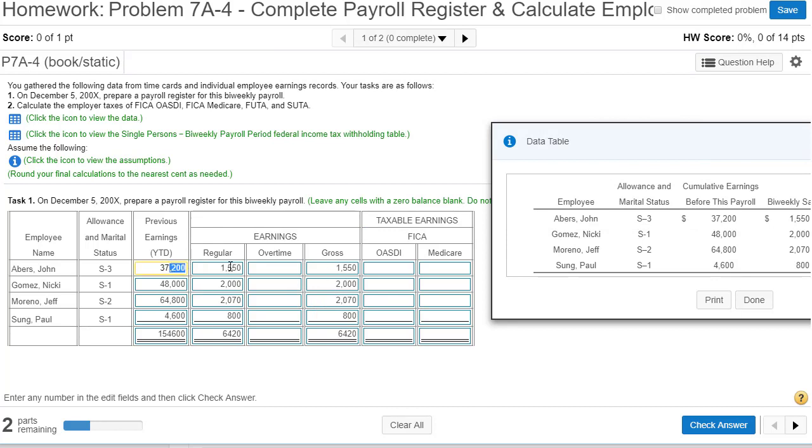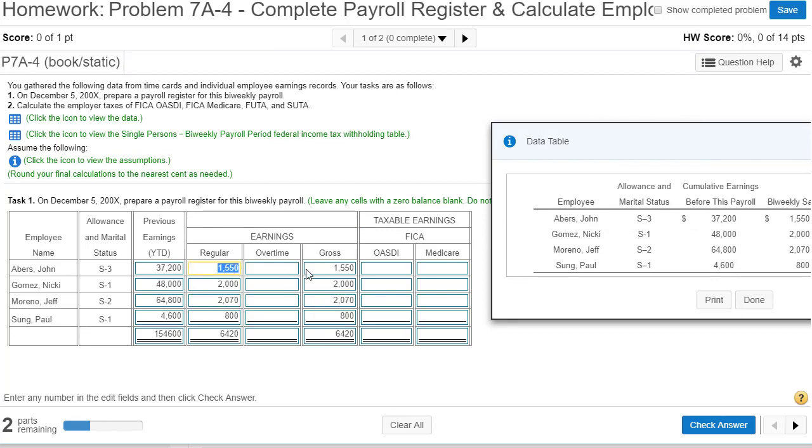So we take 37,200 plus 1,550. That gives us nowhere near the 102,000 limit. So all of John's gross is taxable for OASDI. Nikki, we add these two together, 48,000 plus 2,000 is 50,000. So she's well below the wage base, so everything's taxable. Same way with Jeff, and the same thing with Paul. So no one even came close to the $102,000 wage base for OASDI.